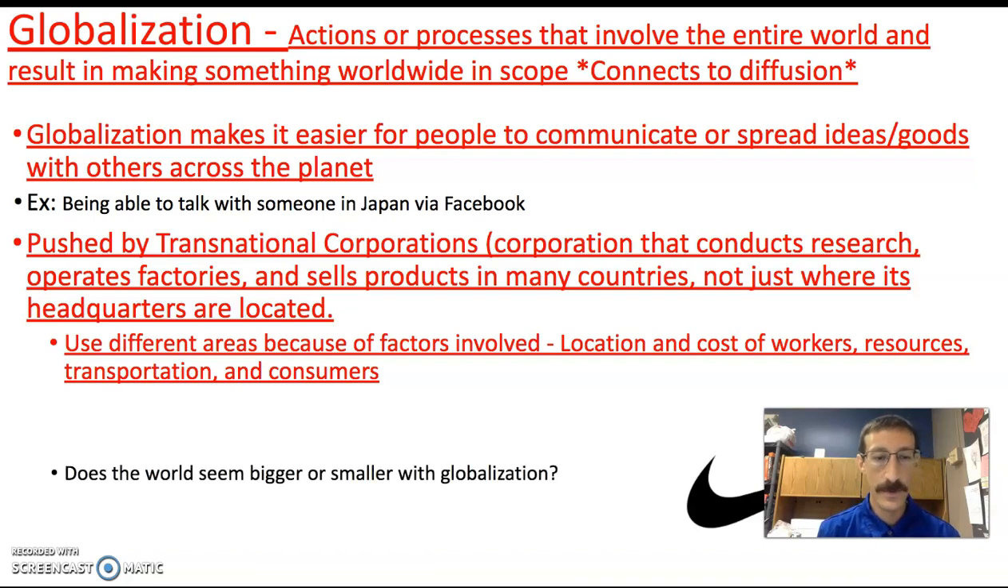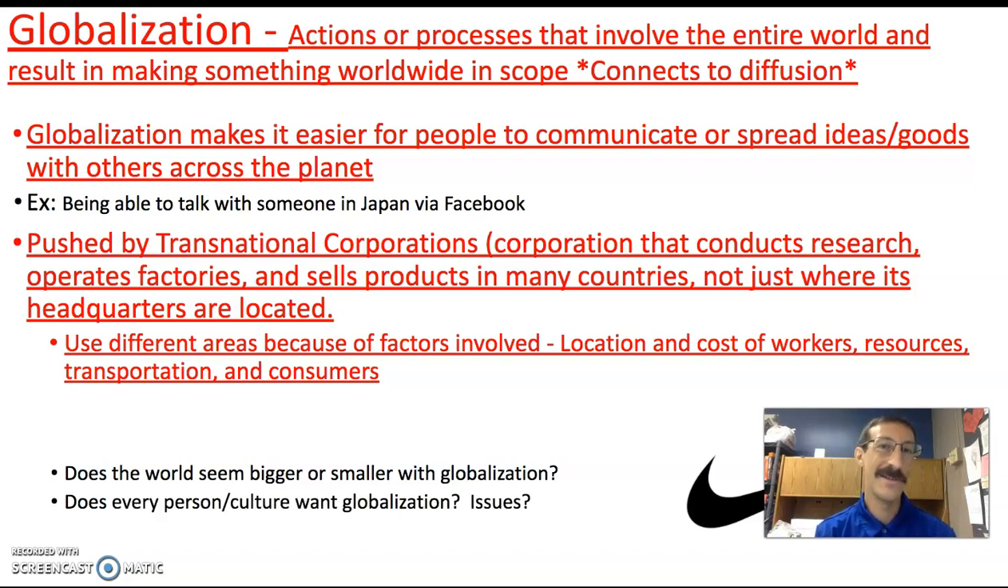All right, and the world typically can seem bigger as a result of globalization, but it can in fact be smaller because we talk about what we call space-time compression: the amount of energy and time it takes to get from one place to another and bring things around the globe. Space-time decay has gone down as we've gotten more involved. Okay? And something to consider here is, does every person or every culture want globalization? Do they want to connect with other cultures, or does everyone want to connect on the same level or in the same ways?